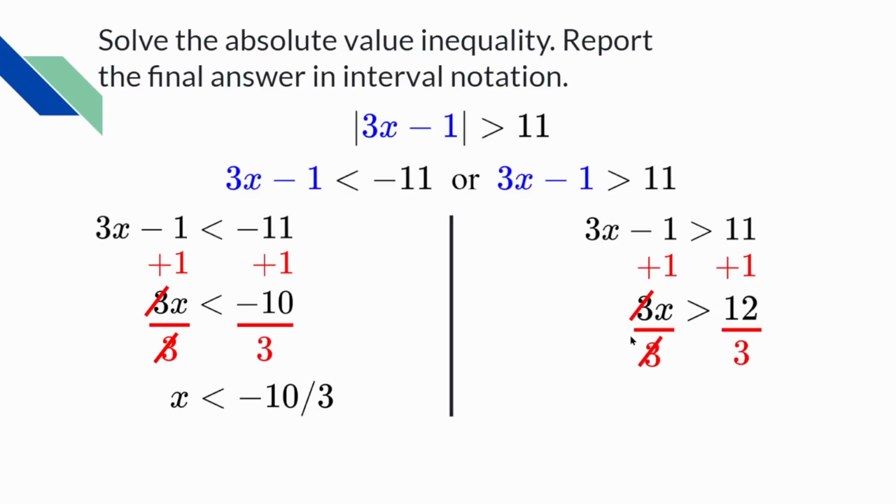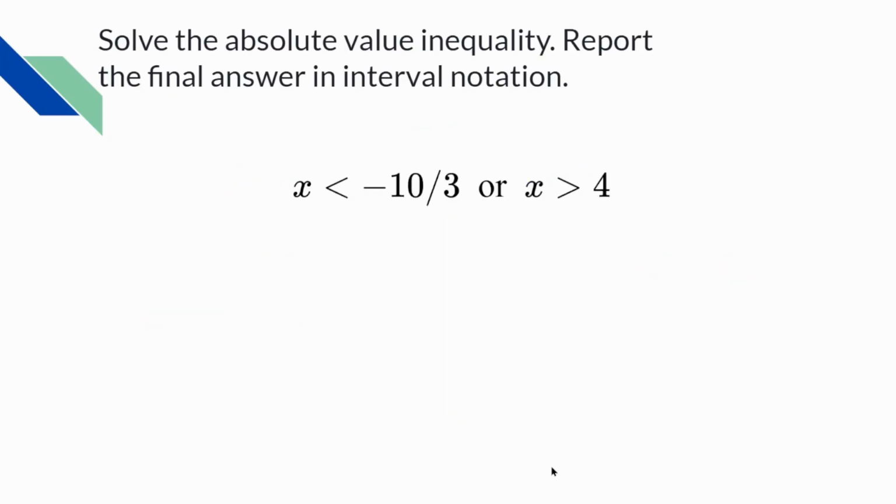All right, and the 3's cancel on the left-hand side, and that leaves us with x is greater than 4. Okay, so we have these two intervals here, and we're going to join them together with the word or. All right, that's the union of two intervals. Okay, so let's take this result to the top of the screen.